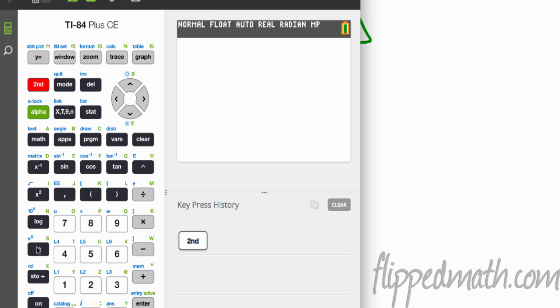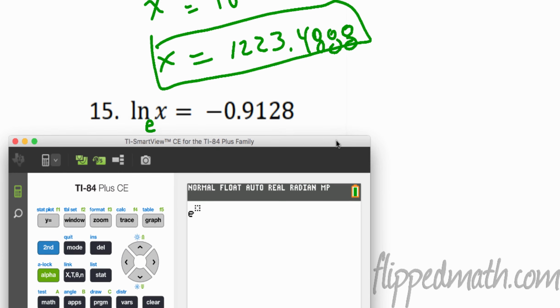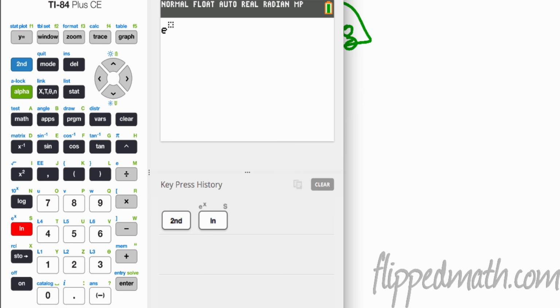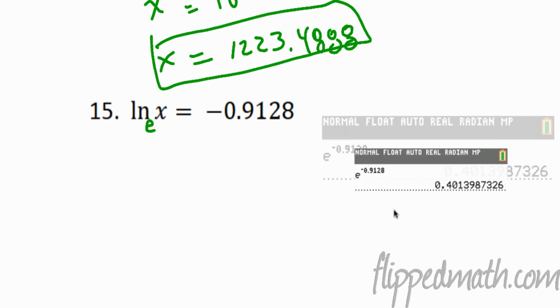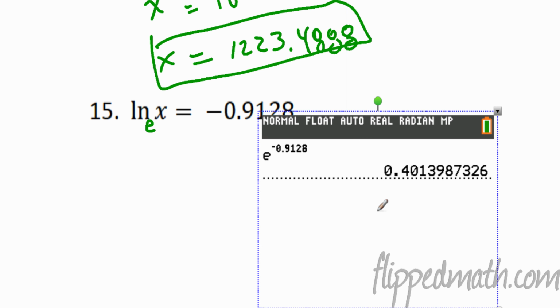So second, natural log right there. E to the, see that little e to the x? That's going to bring you right here in the calculator. So e to the x. And in this example, what do we need there? We needed a negative 9128 ten thousandths. So how are we going to write that out? We're going to use negative 0.9128. And when we push the enter button on that, we get 0.4014. What? Mr. Kelly doing some rounding? So x equals 0.4014. Done with that one.